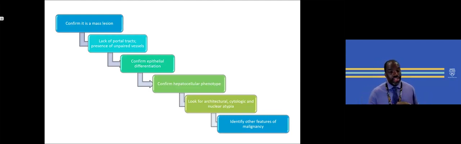So with that said, this is the algorithmic approach that I take. I try to confirm first that I'm looking at a mass lesion, so looking for the lack of portal tracts and the presence of unpaired arteries. I confirm epithelial differentiation. I want to confirm a hepatocellular phenotype, and then I look for architectural, cytologic, and nuclear atypia. Of course, if I have all three, that's lots of atypia, and that will be really supportive. But I think finding architectural atypia and the loss of reticulin by itself is the minimum set of criteria, with the others layered atop that. And sometimes I identify other features of malignancy as well, because those can be supportive. For example, yesterday I had a case with foci of vascular invasion, which was supportive of the diagnosis.